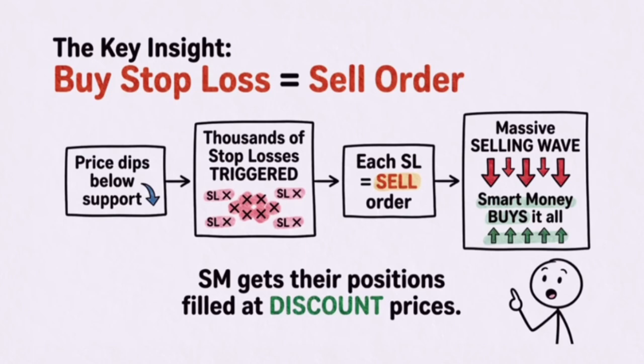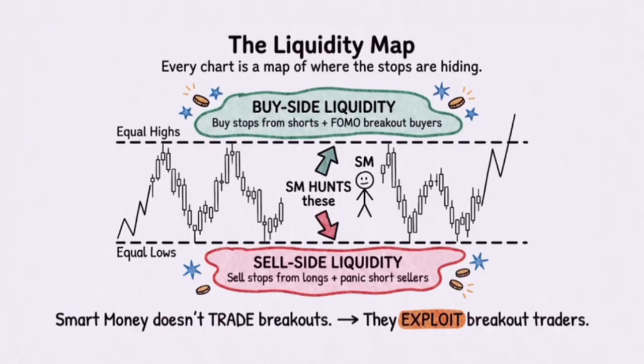And here's the key insight. Every buy stop loss is a sell order. Those thousands of triggered stop losses create a massive wave of selling. And that selling is exactly the liquidity that large players need to fill their buy positions at discount prices. Now look at your chart differently.